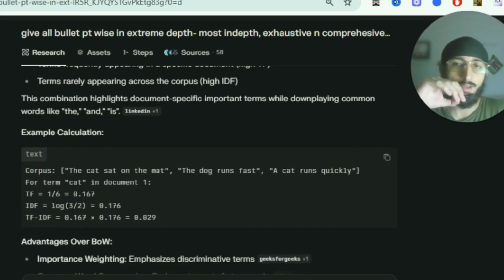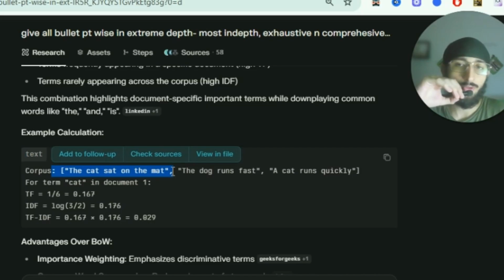Let us say the corpus is this, right? Now the example. So this is the corpus given to us. This is document 1, this is document 2, this is document 3. For the term cat in document 1, we have TF as what? We have basically how many terms? 1, 2, 3, 4, 5, 6. We have a total of 6 terms, and the term cat is occurring once, right? As you can see, only once.